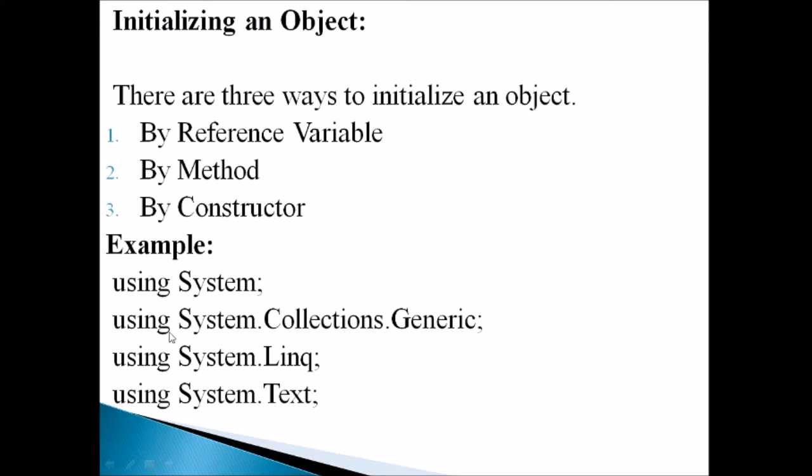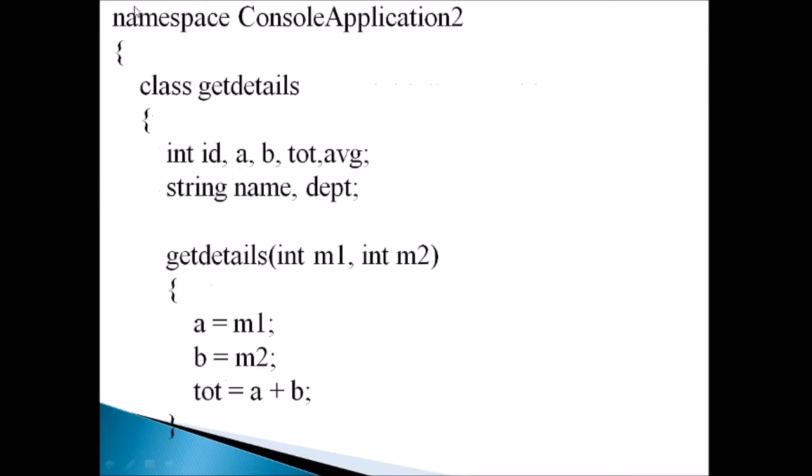Here is an example program. These are the packages, and the namespace ConsoleApplication2. The class name is getDetails. Within the class, the variables id, a, b, total, average are declared in the data type integer, and then the variable name department is declared in the data type string. Here is a method with the name getDetails. The name is the same as the class name, so it is called a constructor. The constructor has some arguments: int m1, int m2.